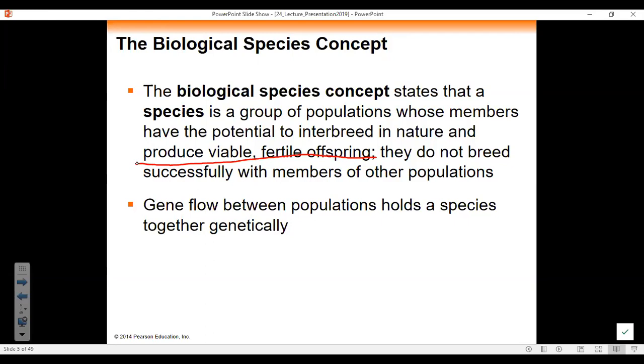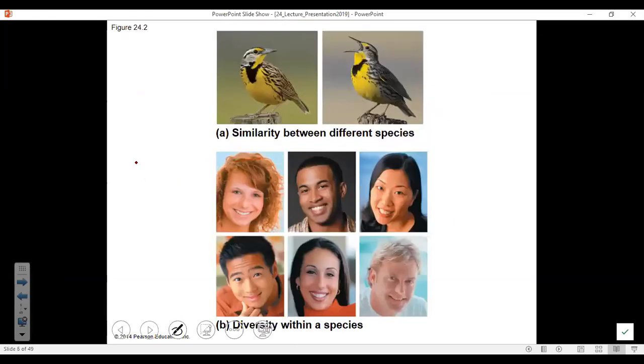Let's say we have a population of humans here in America and we have a population of humans in Jamaica. And because gene flow is going back and forth between those, we are staying the same species. As long as we're moving all over this planet, we Homo sapiens will stay the same species and not become so different that we can't interbreed with each other anymore.